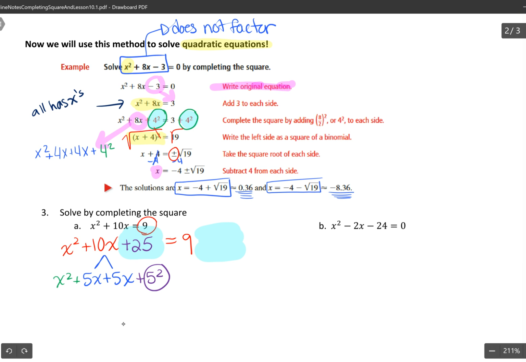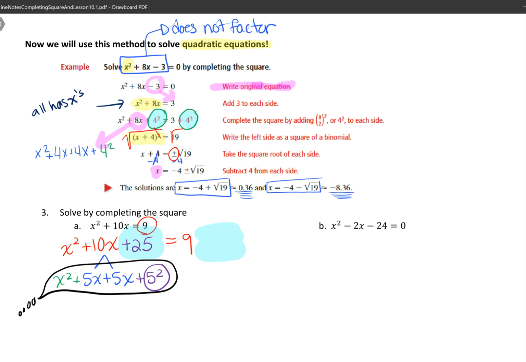Okay. Alright. And so this stuff here is kind of like side work. So this is like your thinking bubble. You don't need to write that down on your paper. Okay, but that's what you're thinking about. Alright, and since I added 25 to the left side, I have to add 25 on the right hand side. And then I'm going to continue to solve.